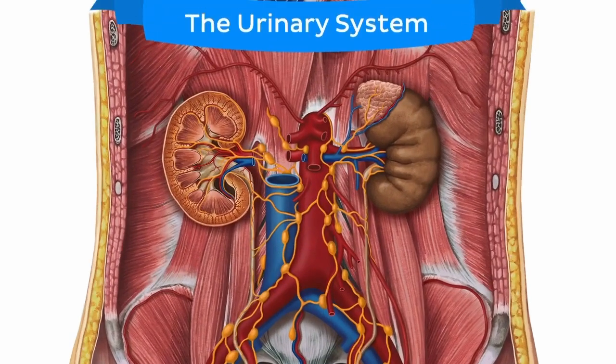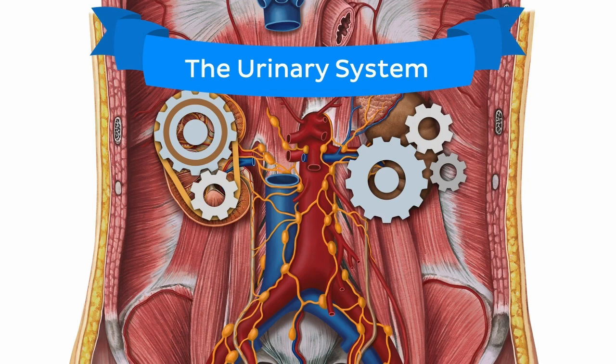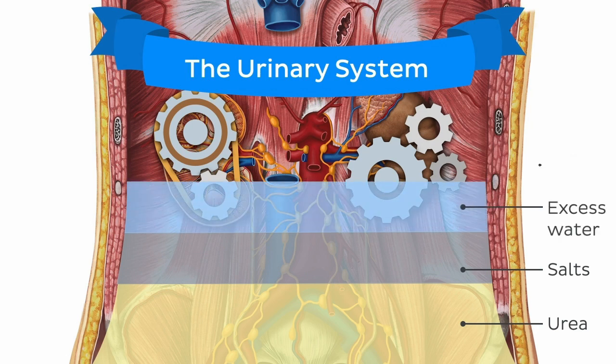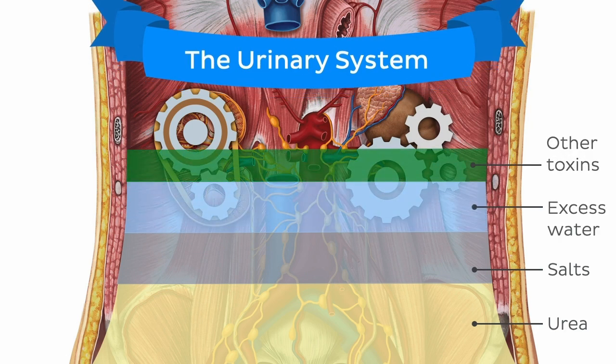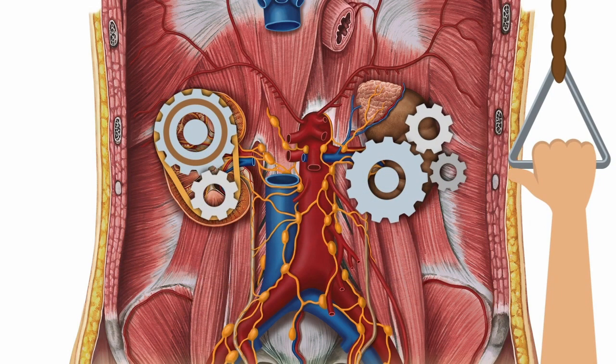The urinary system. The anatomical machinery that provides the means to keep everything in balance in our body by removing waste like urea, salts, excess water, and other things the body does not need from our blood. The uncontested flusher of the human body, if you will.